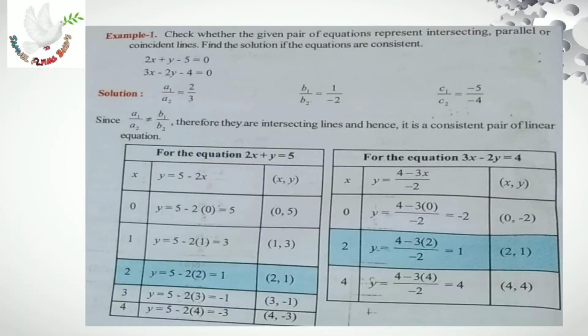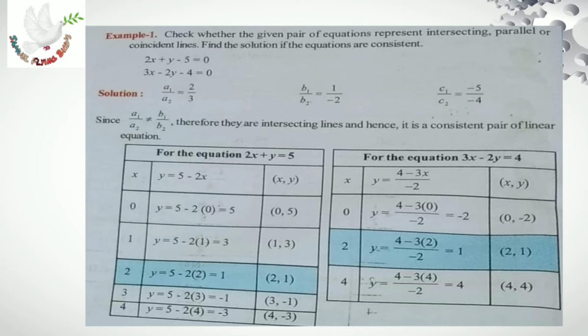Now considering the example, here we are going to solve in a graphical method using the equations. Till now we have discussed how to derive the expression from the given problem. Now the expression is given already in the problem, and we are going to represent it in a graphical method. The first example: check whether the given pair of equations represent intersecting, parallel or coincident lines. Find the solution if the equations are consistent.